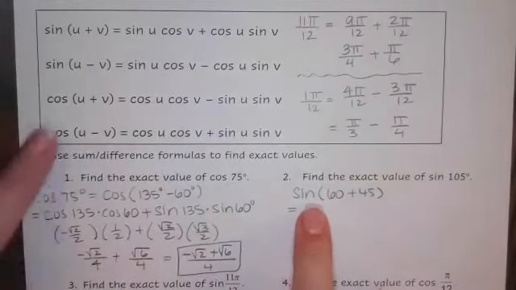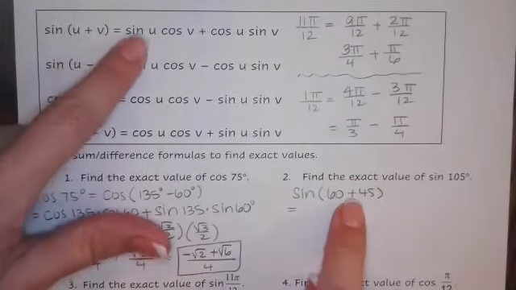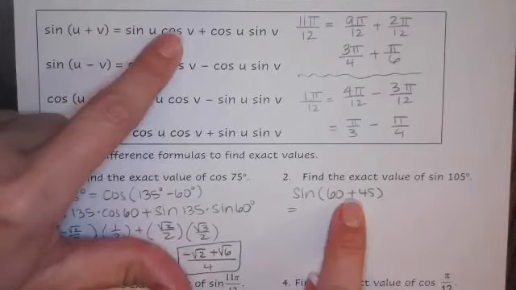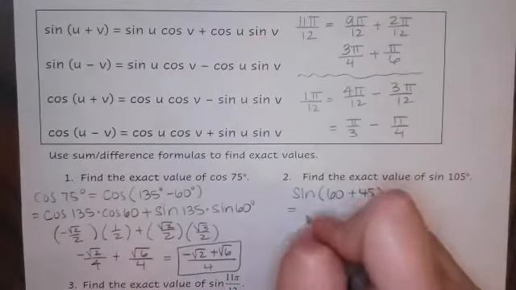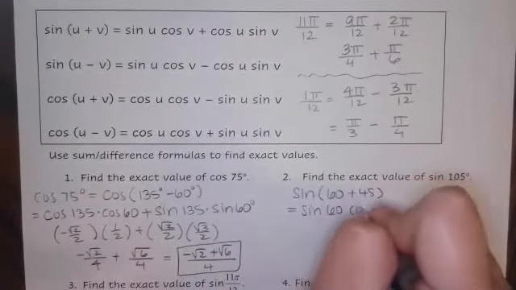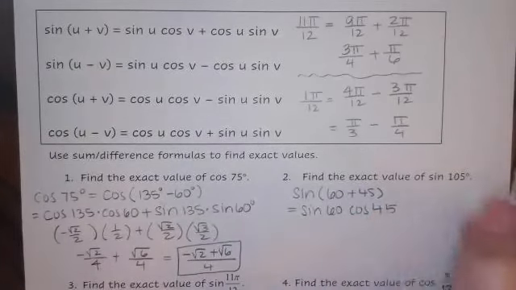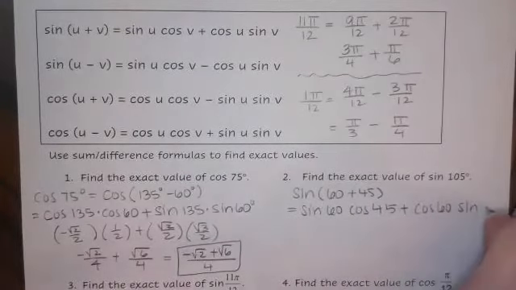This is sine, so I'm going to use one of the top two, and it's addition here, so I'm going to use this one. So I do sine of the first one times cosine of the second one, plus cosine of the first one, sine of the second one. So here we go. That's going to be the sine of 60 times the cosine of 45, plus the cosine of 60 times the sine of 45.